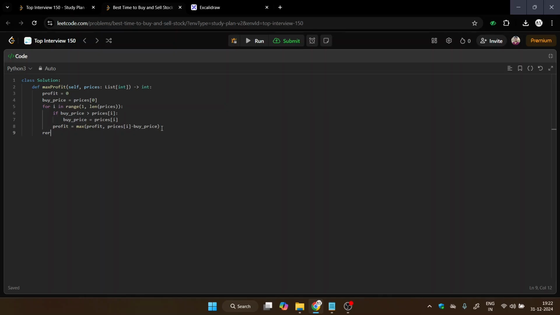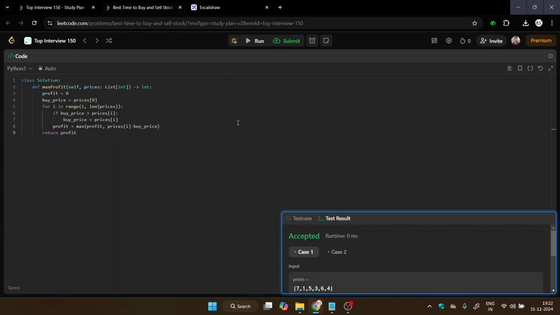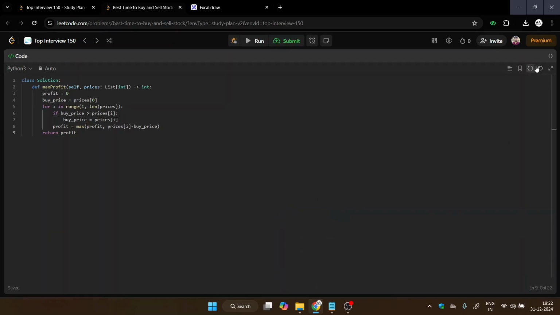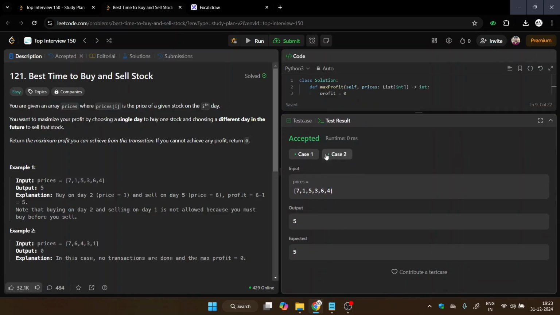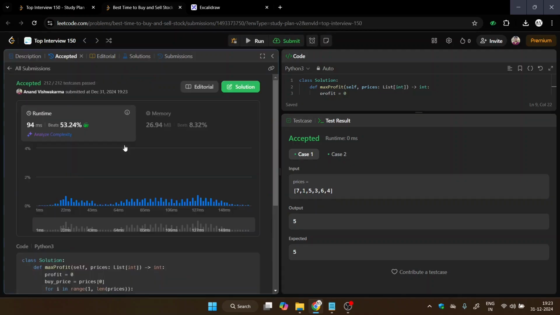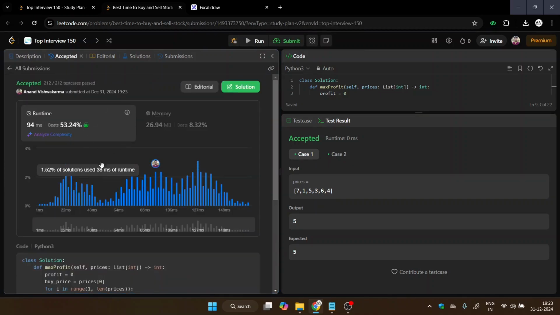Once the iteration is completed, we will return the profit. Now let's run this code. As we can see, both of our test cases have been executed successfully. Now we will submit and check with the other test cases. Yeah, so all the test cases have been successfully passed.